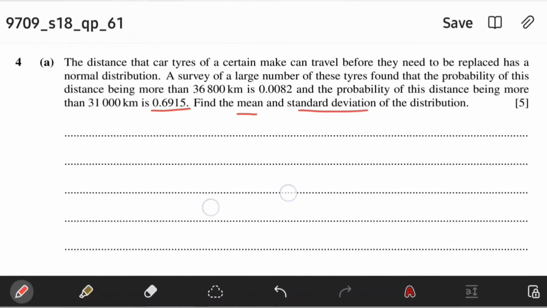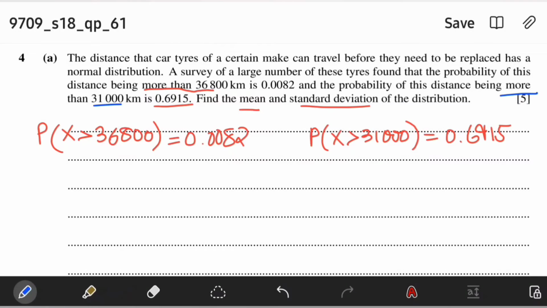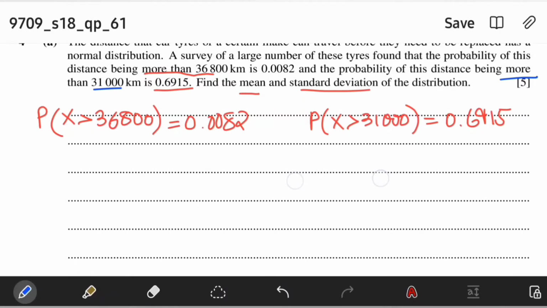So first, since 2 types of information have been given to us, let's write it in the language of normal distribution. So being more than, these 2 equations show the information that has been given to us. Now know that this has a formula 1 minus phi a, which is equal to this probability.